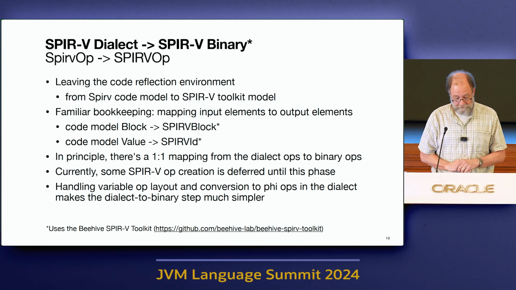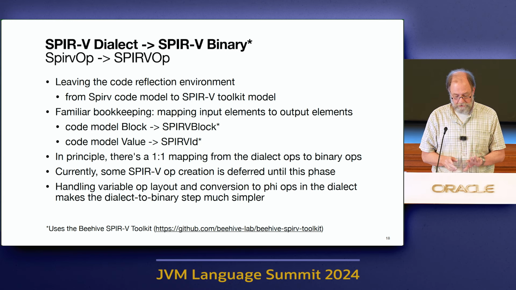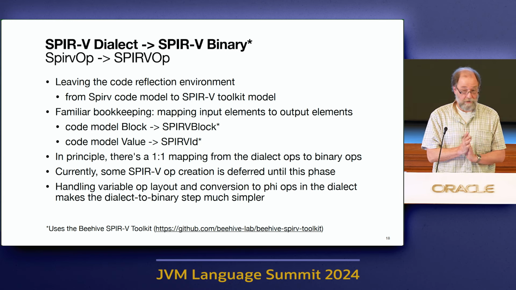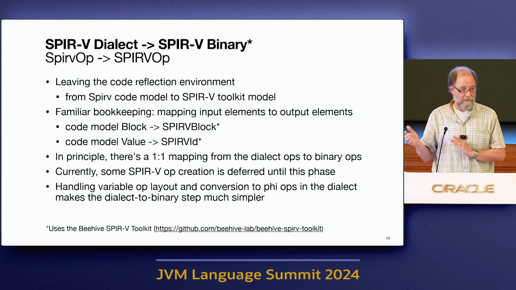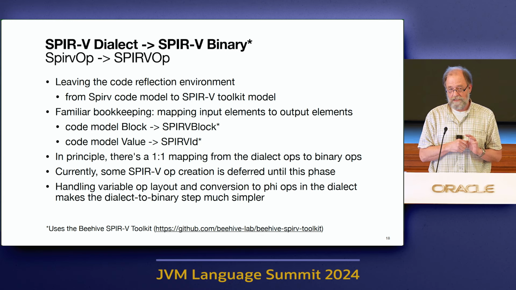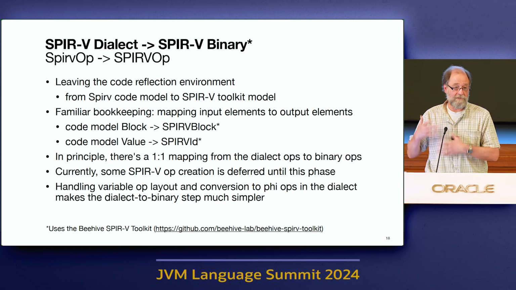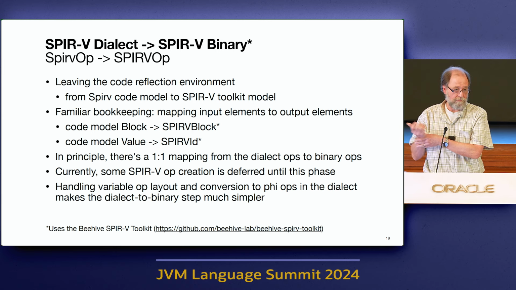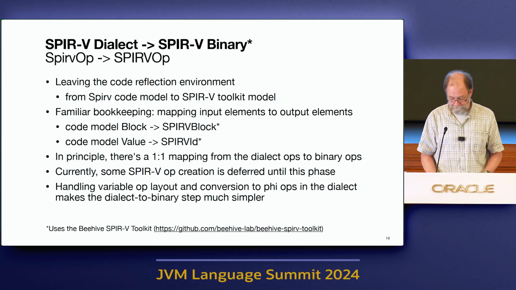Even though some of this is incomplete at this point, the two things that were moved up into this were originally done in the translation from Java code model to the binary. But moving this variable relocation and the phi op translation into the creation of the SPIR-V dialect really simplified the binary translation. Everything was layered all in one phase before, and splitting those into two was reason enough in my mind for having a SPIR-V dialect.